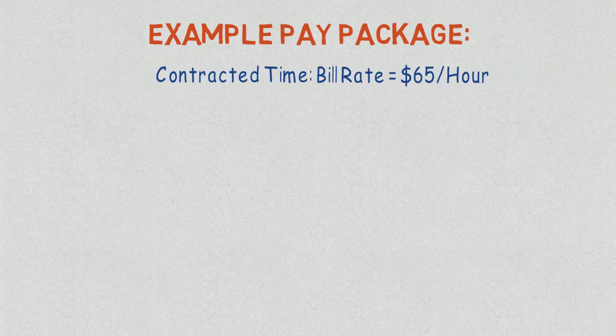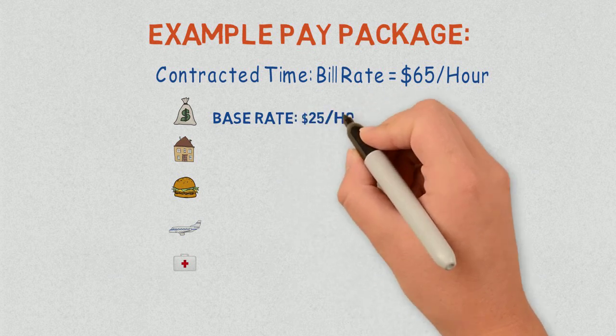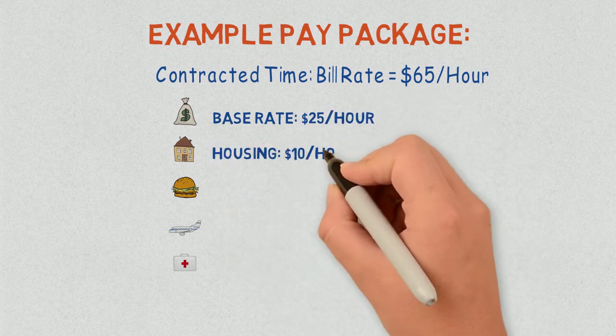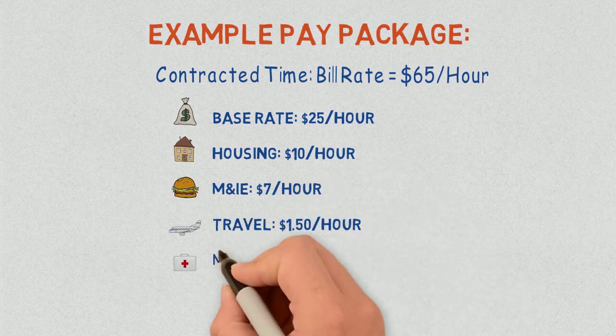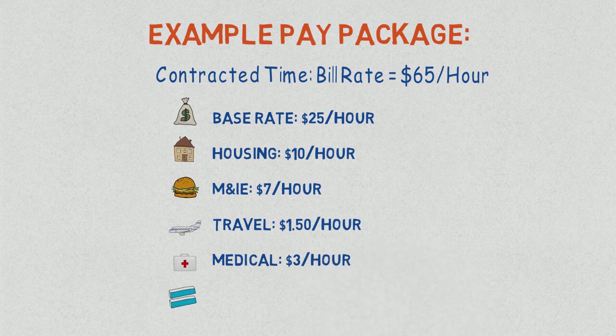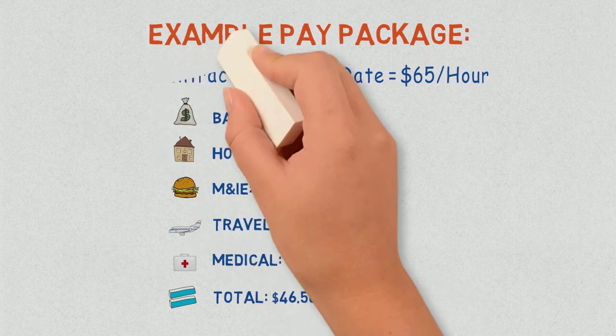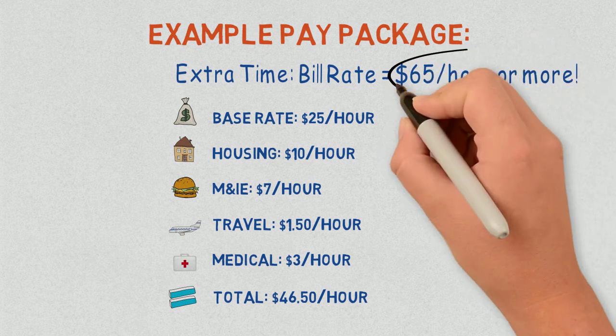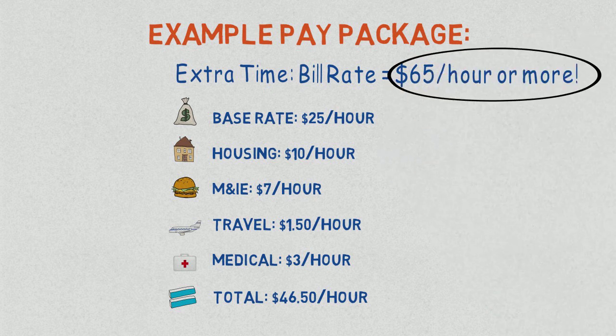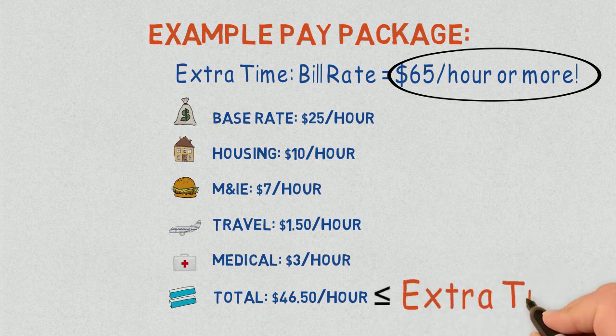For example, they might make an offer that breaks down to $25 per hour for the base rate, $10 per hour for housing, $7 per hour for the meals and incidental expenditure stipend, $1.50 per hour for travel expenses, and $3 per hour for medical coverage, for a total blended rate of $46.50 per hour. But what happens when you work extra time? When you work extra time, the agency is able to bill the hospital the same rate or more for your time. Therefore, you should try to negotiate an extra time rate that is roughly the same as or more than your total blended rate.